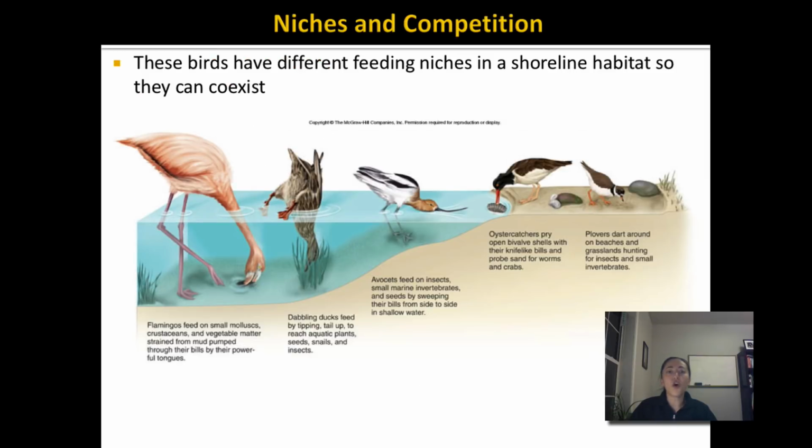So these birds all have different feeding niches within a shoreline habitat. So although they're both living in a very similar habitat or feeding in a similar habitat, they can coexist because they each feed on something slightly different within that habitat. The main thing to point out here is that organisms can share a habitat, but they can't share a niche within that habitat.